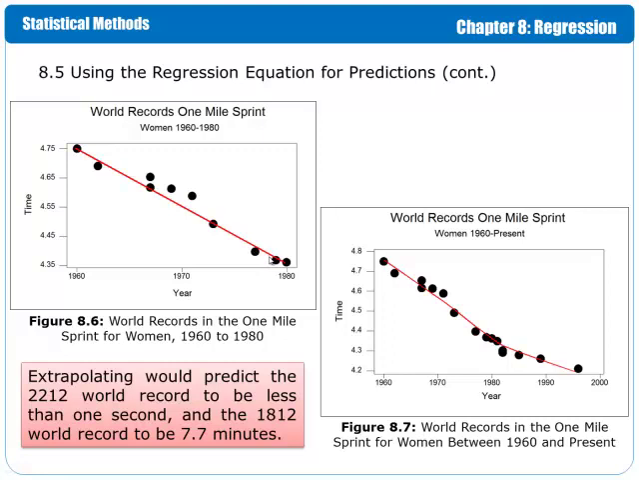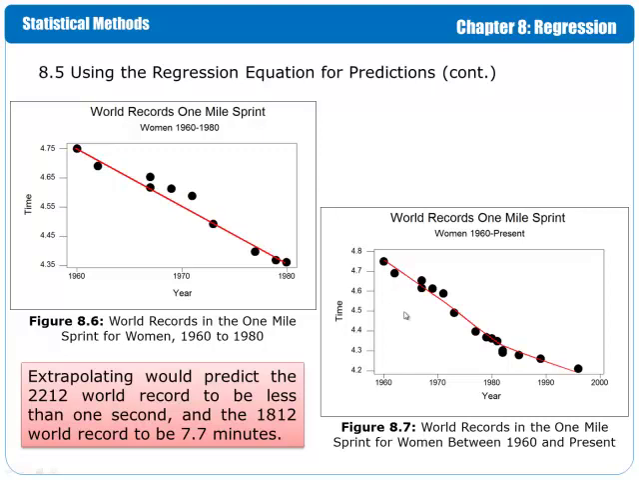So you might be tempted to predict, using this model, what the world record might be in 1990 or in 2000 or 2010. Or you might be tempted to predict what a world record might have been back in the 50s or 40s or 30s. But it would be hazardous to use this model to predict values that are outside of this range of 1960 to 1980 for which this linear pattern exists.